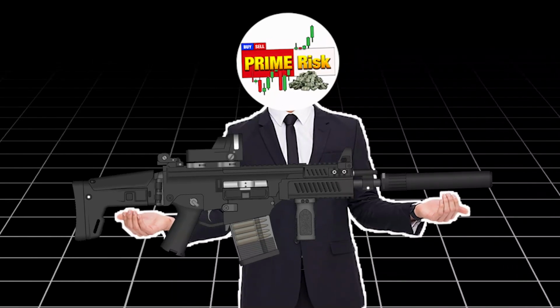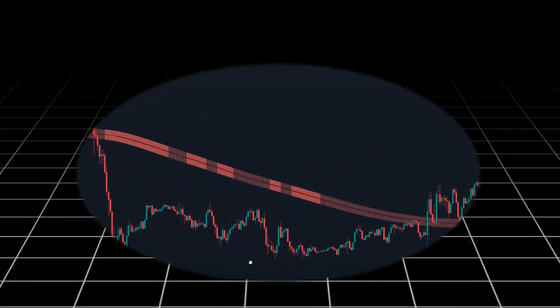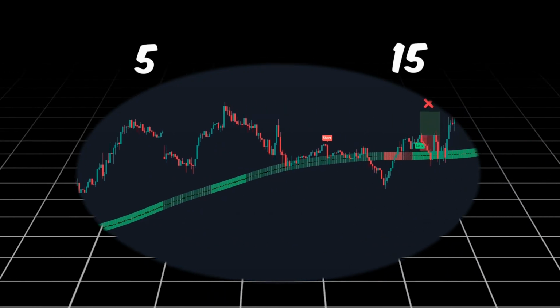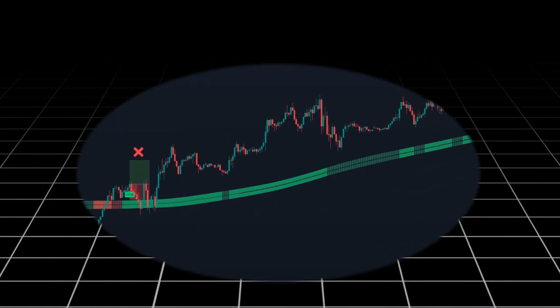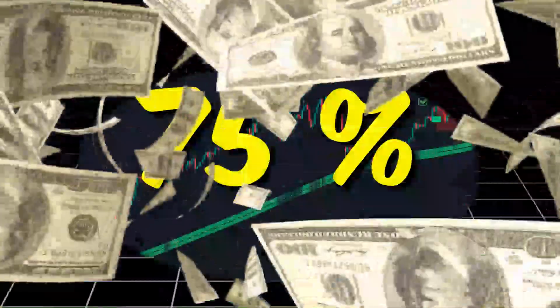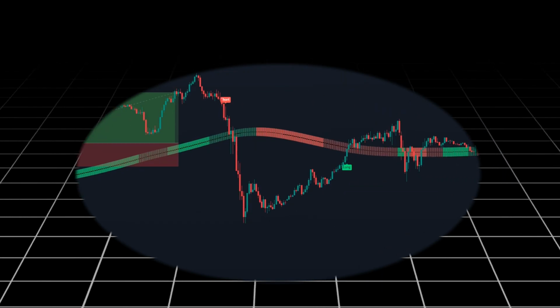Are you ready to get your hands on a secret weapon for scalping? Today, I'm introducing indicators that are not only perfect for low time frames like 5 and 15 minutes, but with the optimized settings I'll share, can help you achieve a win rate of over 75%. That's a golden tool for both beginner and professional traders.